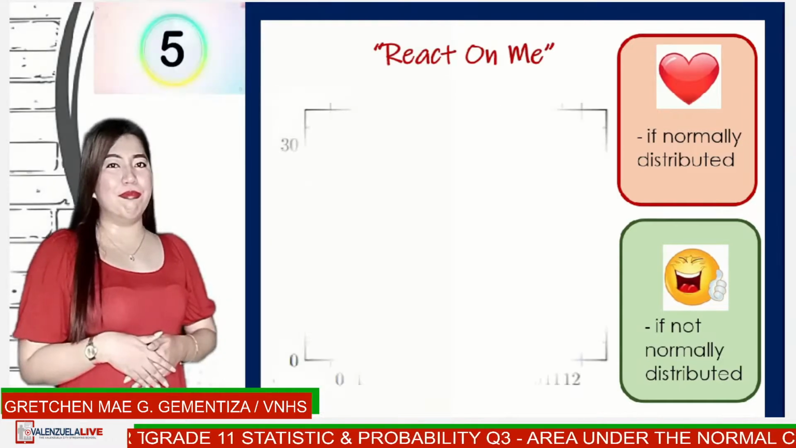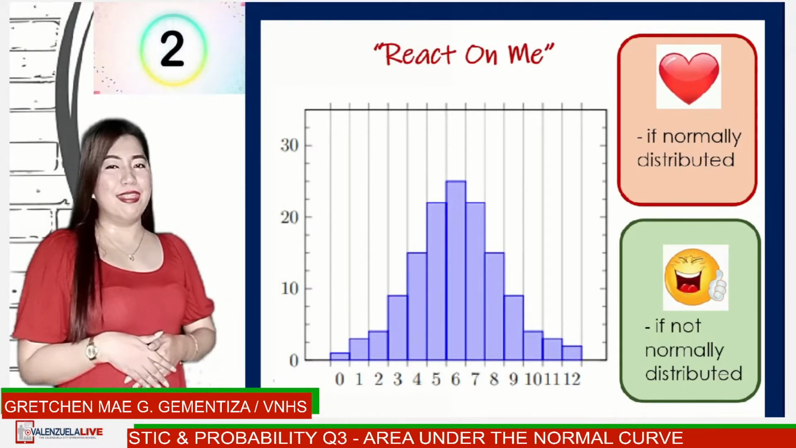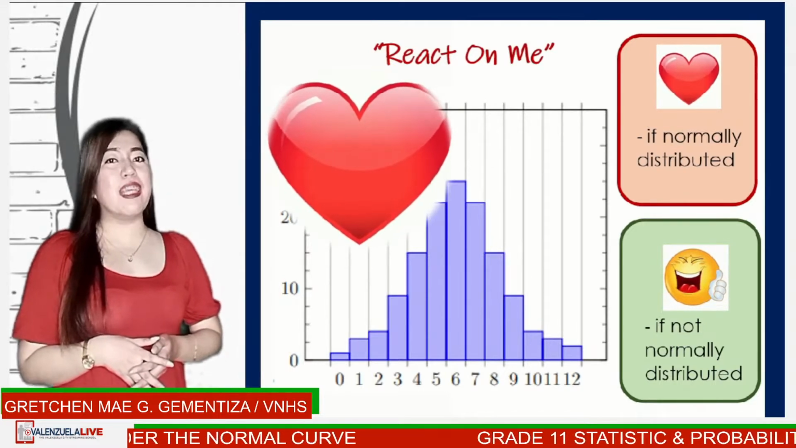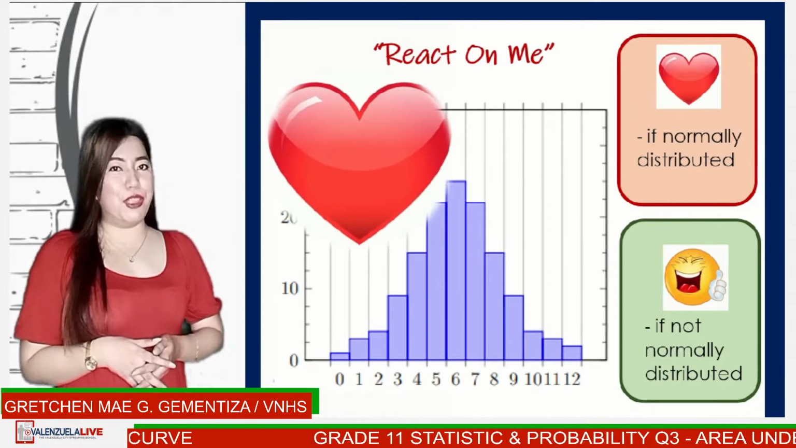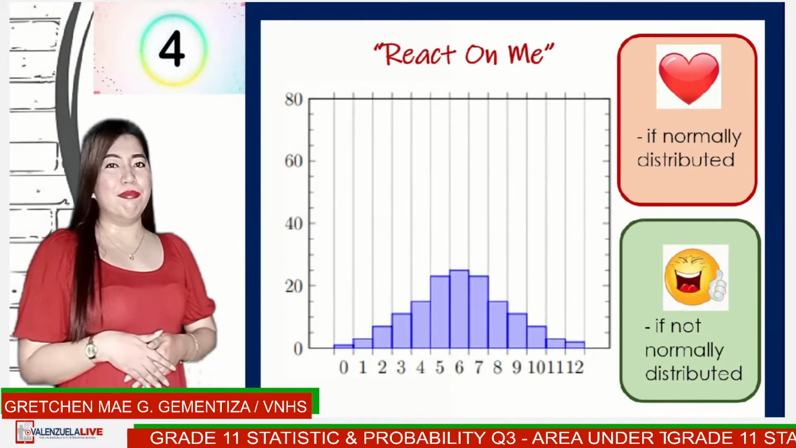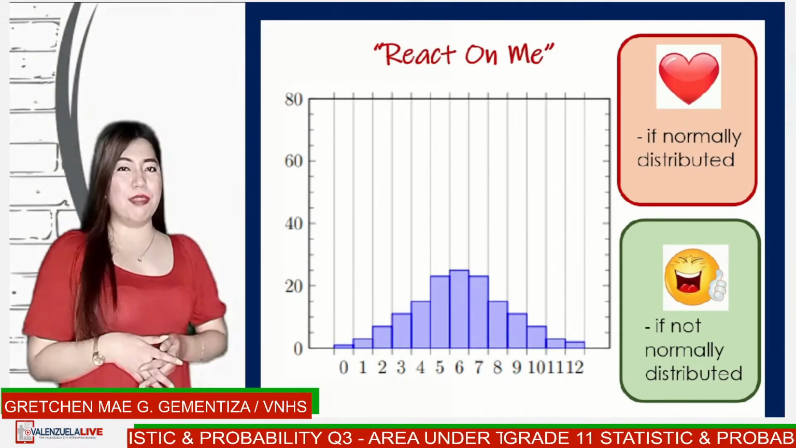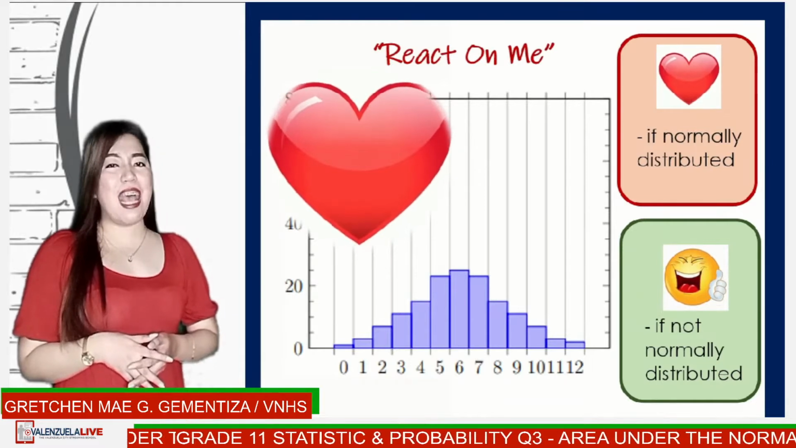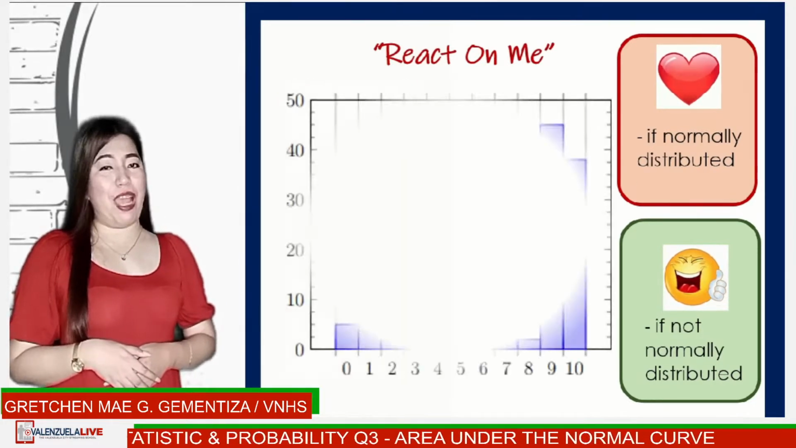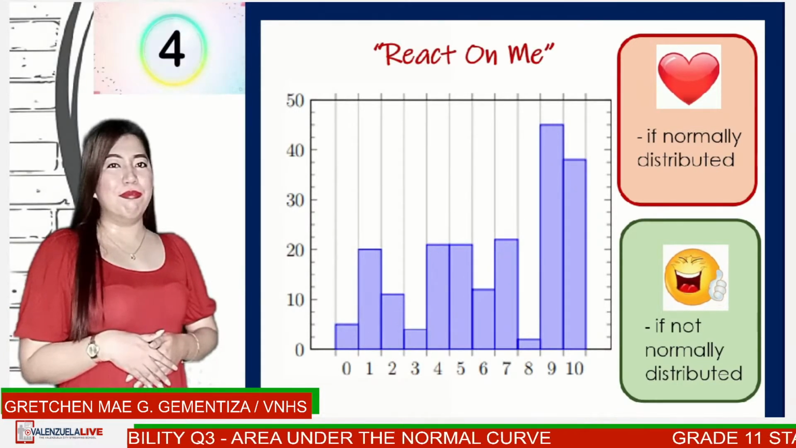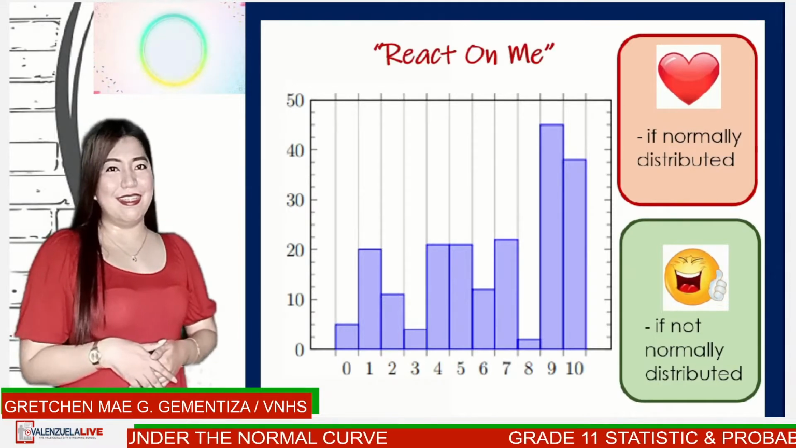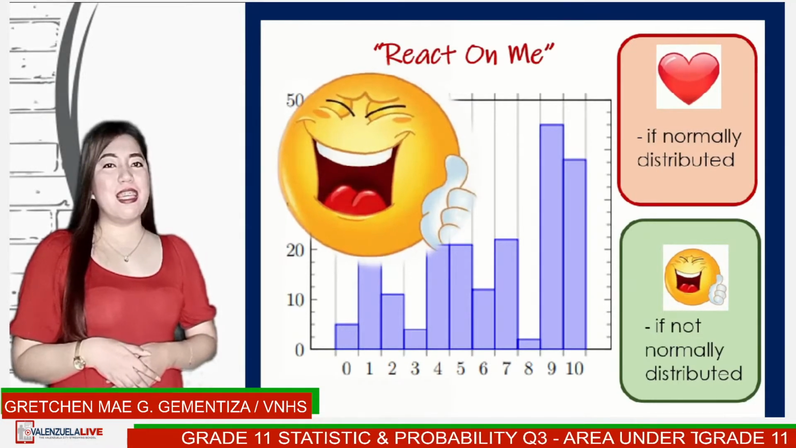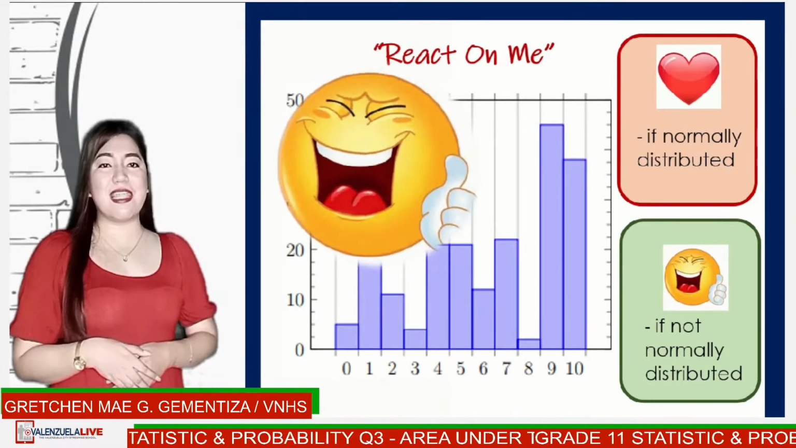Second picture. The correct reaction is heart. Second picture is normally distributed since it has a bell-shaped curve. Third picture. Very good. The emoticon is heart. Third picture is normally distributed since it has a bell-shaped curve. Fourth picture. Your 5 seconds starts now. The correct answer is laughing emoji. Fourth picture is not normally distributed since it does not have a bell-shaped curve.